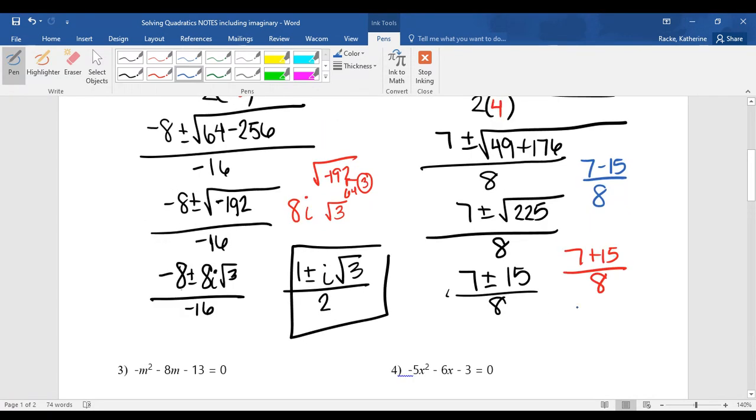Okay, so 7 minus 15 gives me a -8 divided by 8. Well, -8 divided by 8 is a -1. There's one answer. And then 7 plus 15 gives me 22 over 8, which I need to reduce to 11 over 4. So you have 2 answers for that one.